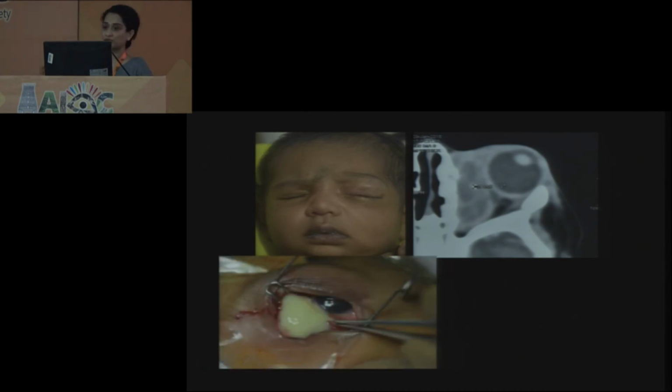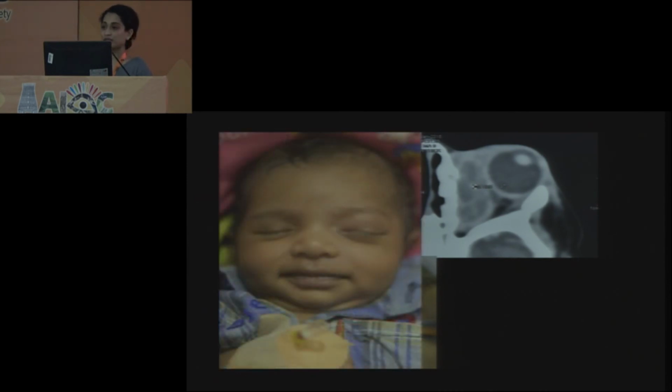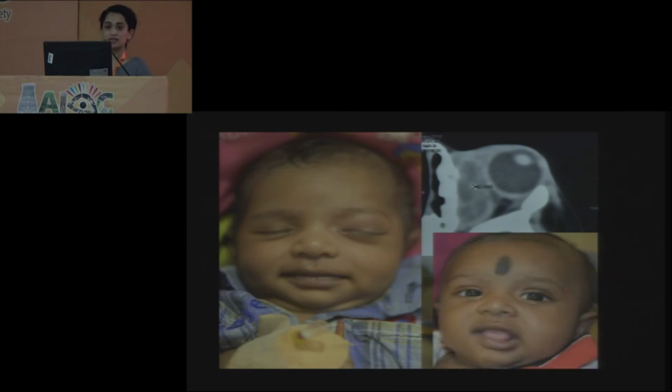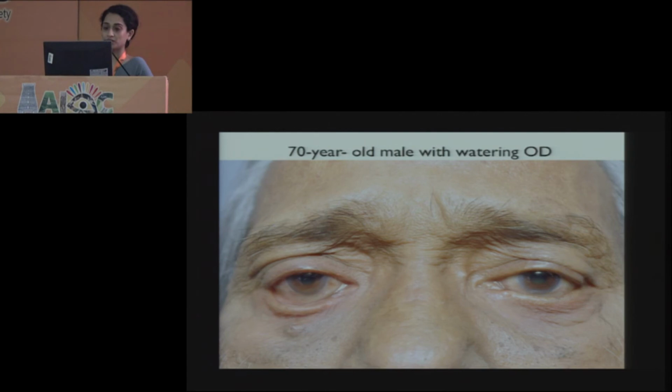We just went through the canthus, through the caruncle, and you can see the amount of pus which has come. Smiling after 3 days of incision and drainage, and this is after 6 weeks. He's doing fine. So you should know the onset of the disease in order to know whether it's inflammatory, infectious, or any tumors associated.